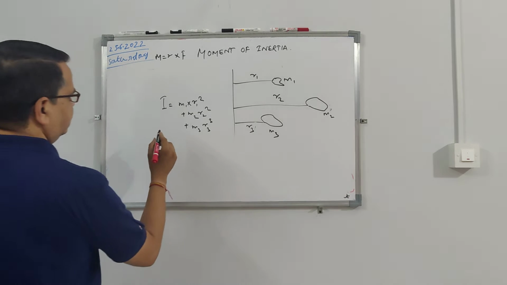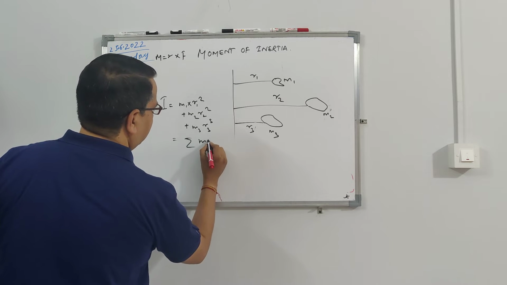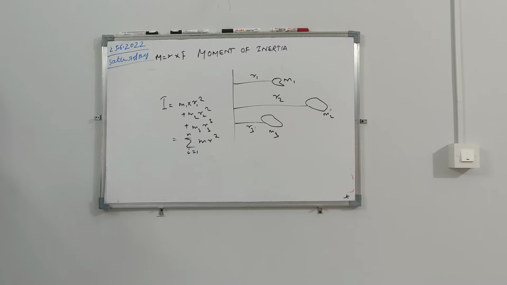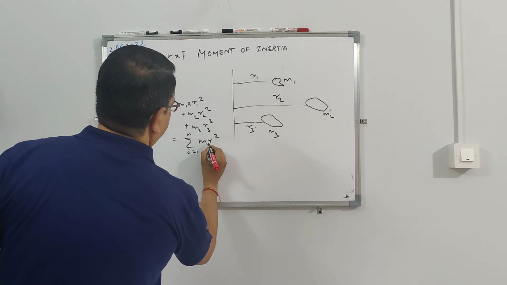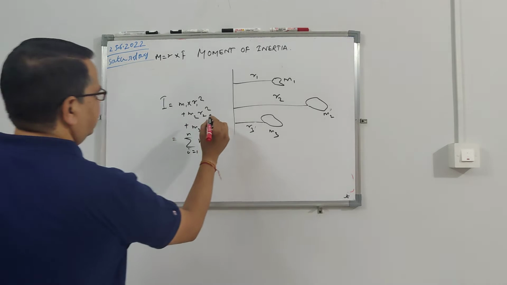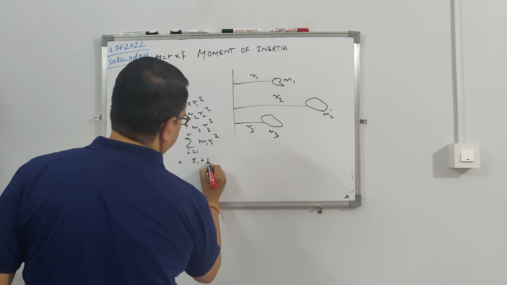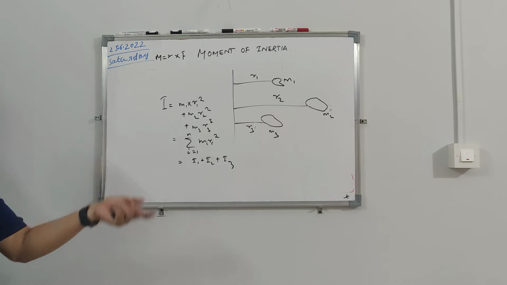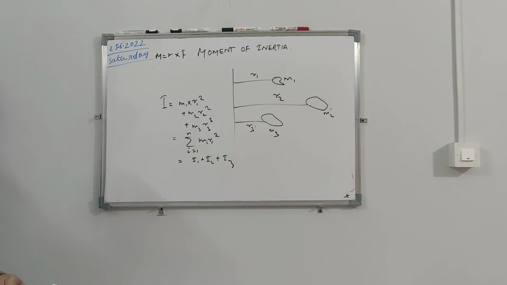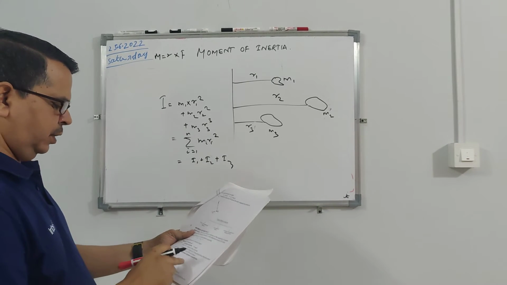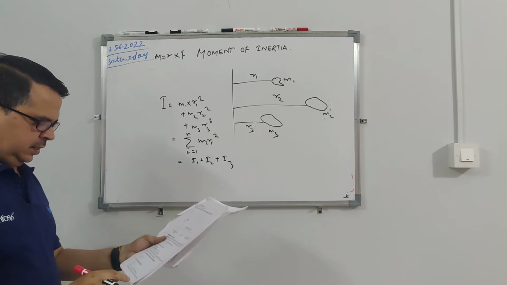Otherwise it can be written as the sum of m_i r_i square, i equal to 1 to n. Or you can say I1 plus I2 plus I3. If you have so many masses, the effective moment of inertia is this. So this is for many particles; for a system of particles, this is the moment of inertia.